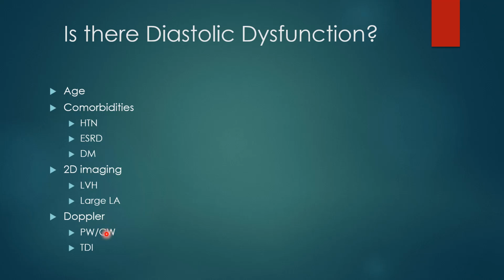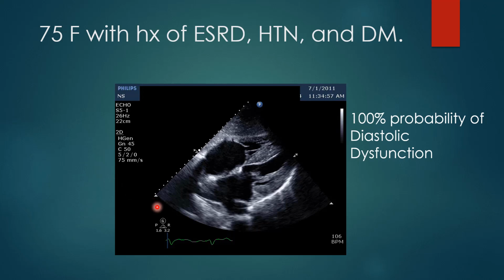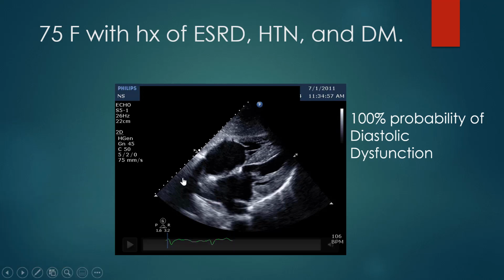And then to get a more nuanced approach to whether there's diastolic dysfunction, you get to Doppler. But by the time you get to Doppler, you should have an understanding of whether this person has a high pretest probability or not. So let's take this example right here. I have a 75-year-old patient with end-stage renal disease, hypertension, and diabetes.